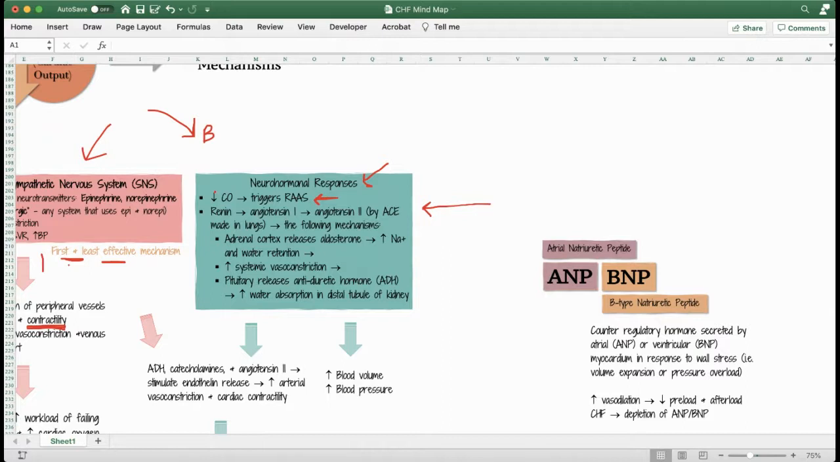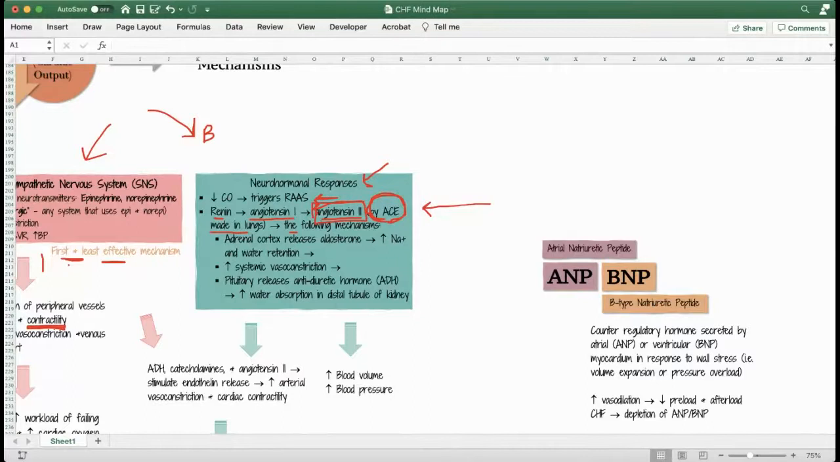So when you have a decrease in cardiac output, you're not getting enough blood to the kidney. This triggers specific cells in the kidney, which you don't need to know, to release renin. And the renin then triggers a release of angiotensin 1. Then angiotensin 1 becomes angiotensin 2 because the ACE enzyme works on that to turn it into angiotensin 2. I'm not sure you need to know that ACE is made in the lungs, but it is. And then the purpose of angiotensin 2 and what it does is really, really important to know.